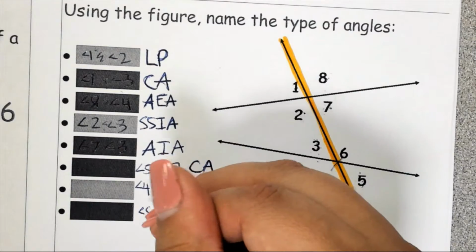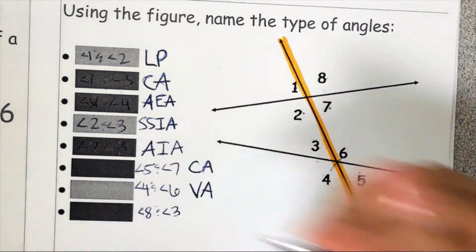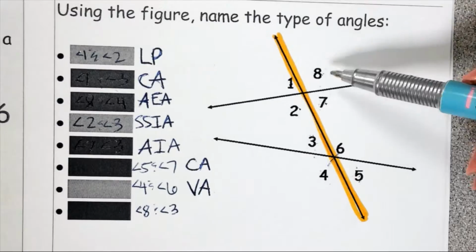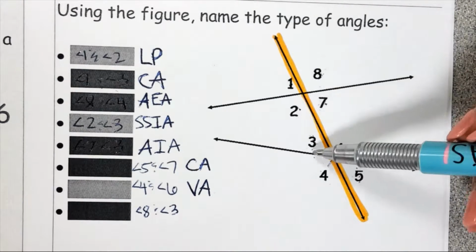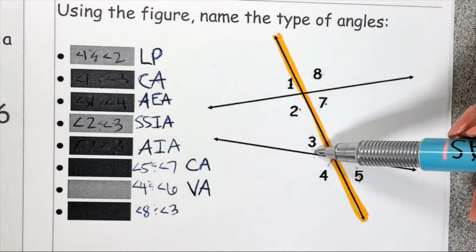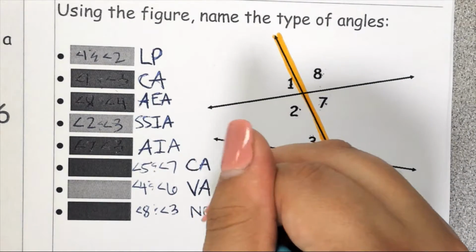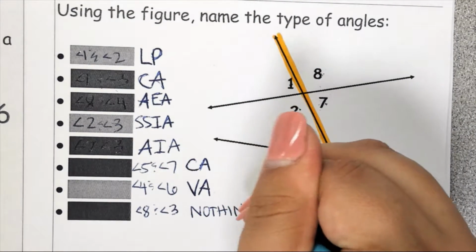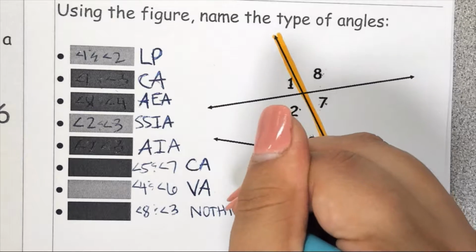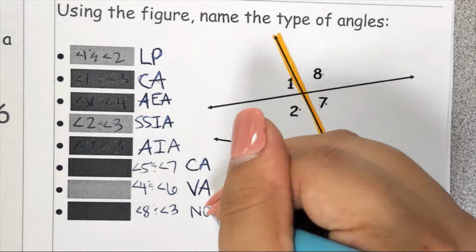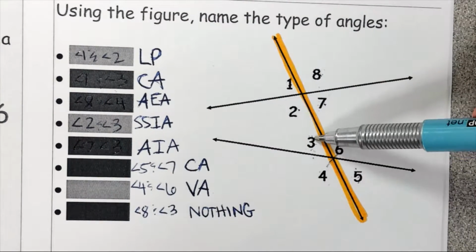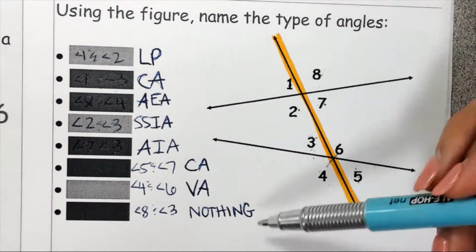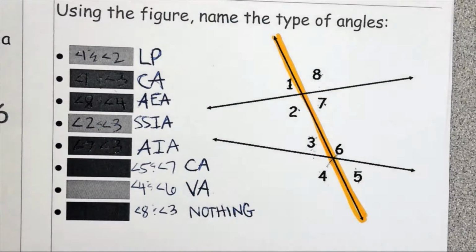And then last but not least, angle 8 and angle 3. 8 is right here, 3 is right here. They are alternate, but one's inside and one's outside. None of our vocabulary were alternate, one inside, one outside. They can't be corresponding angles because this is the top right and this is the top left. So it's nothing. They don't work.